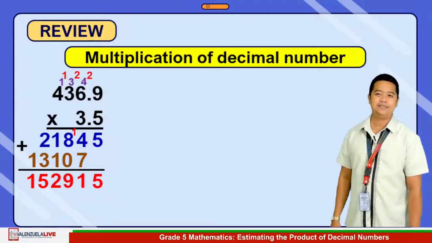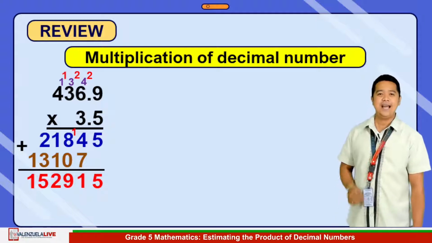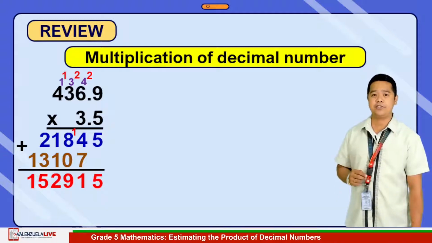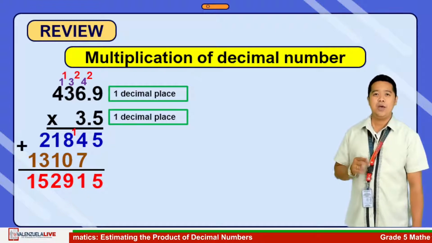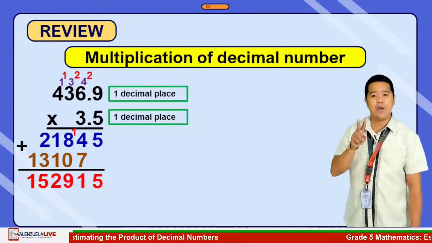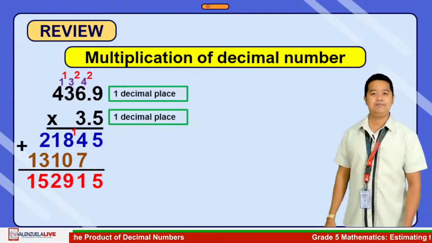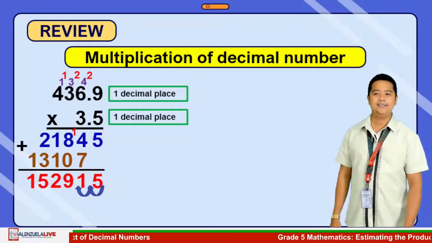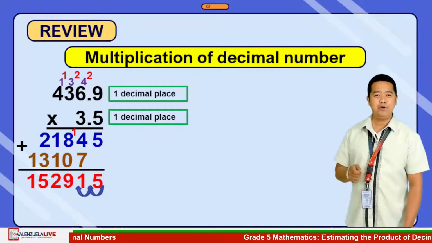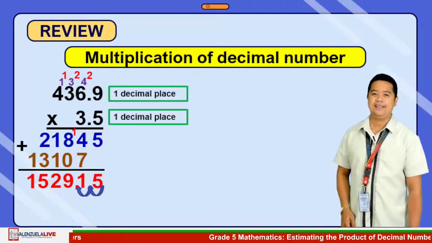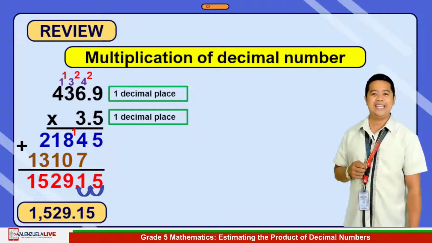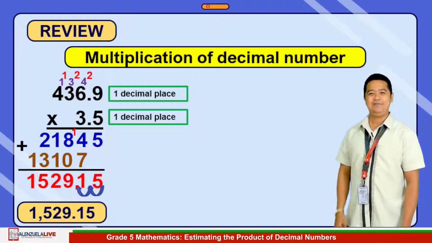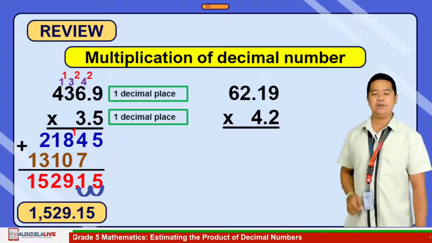And bring down 1. In the next step, count the decimal places of the factors. We have 2 decimal places. Next, move the decimal point twice from right to left. 1, 2. Let's put the decimal point here. Then the final answer is 1,529 and 15 hundredths.